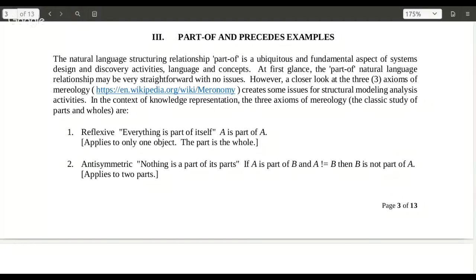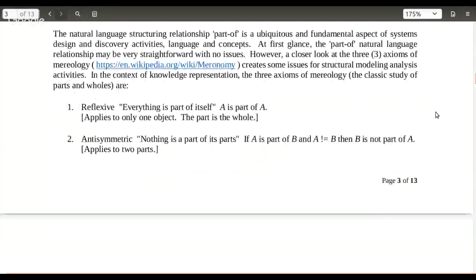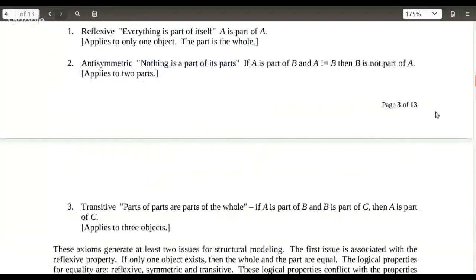And antisymmetric: nothing is a part of its parts. Essentially, this is asymmetric if you don't allow the reflexive piece. You don't allow the identity that a part is equal to itself as a whole. If you eliminate that, then the antisymmetric reduces to asymmetric. And then, of course, transitive: parts of parts are parts of the whole.